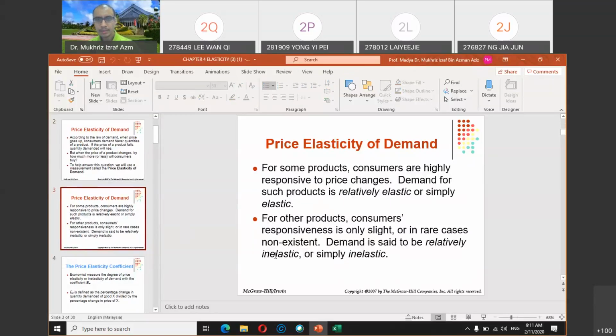Okay. So the word is elasticity, and the adjective is elastic. Elastic or inelastic. Elastic means very sensitive or very responsive. But if the consumers are not responsive, not sensitive to changes in price, we call it inelastic demand. Inelastic meaning not elastic. If you use the word elastic, meaning the consumers are very responsive.